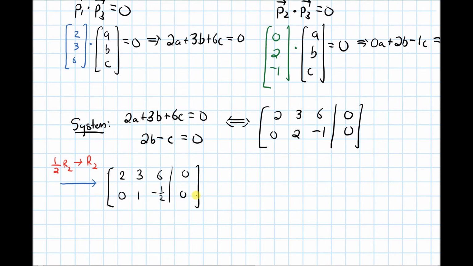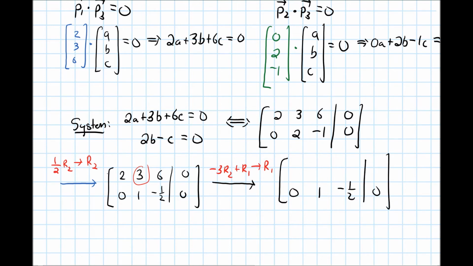Alright, now let's do another row operation. Now I'm going to try to zero out this 3. So I'll do negative 3 times row 2 and add that to row 1. Insert into row 1. So that'll give us, second row stays the same, 0, 1, negative 1/2, augmented with 0. But the first row will become 2, 0.